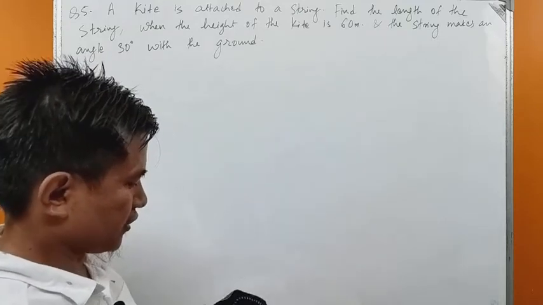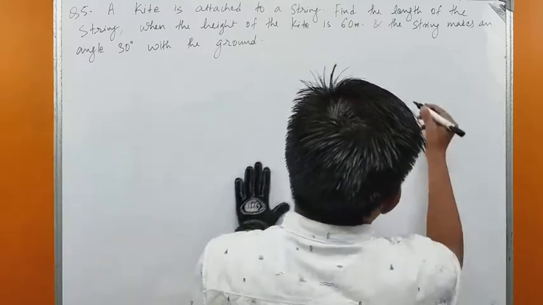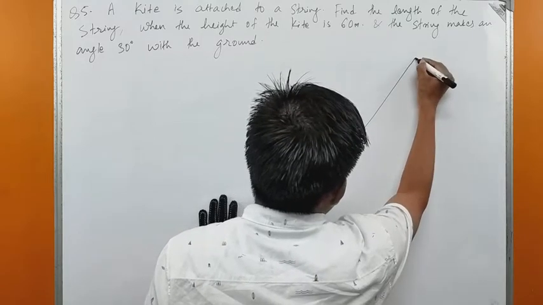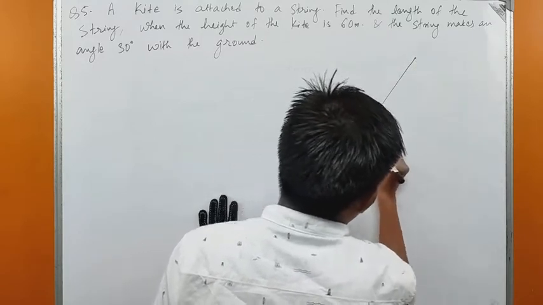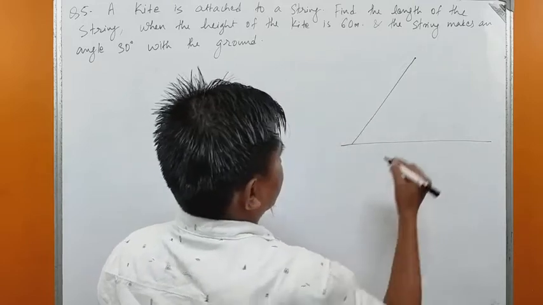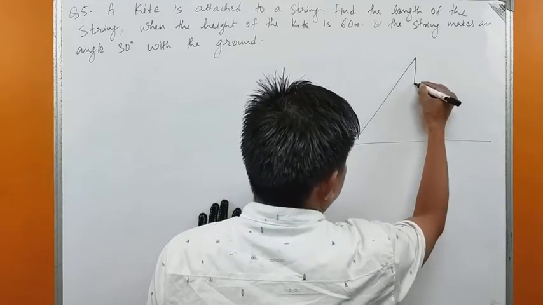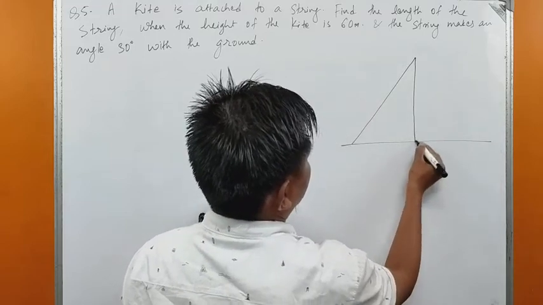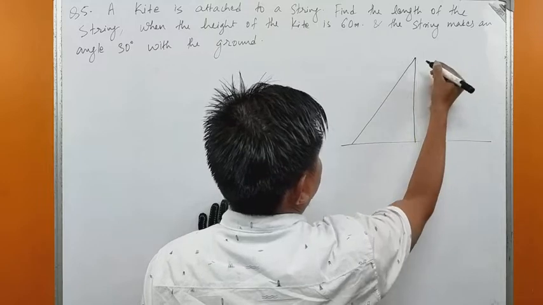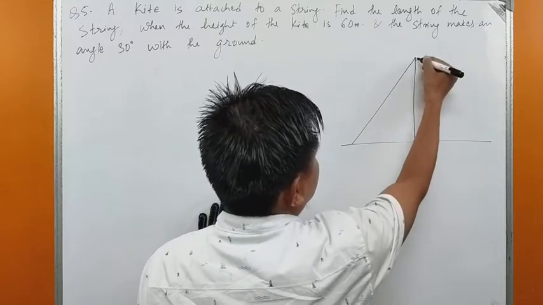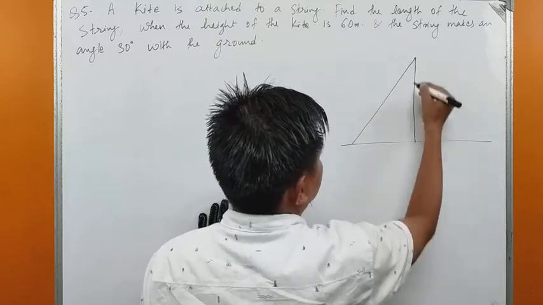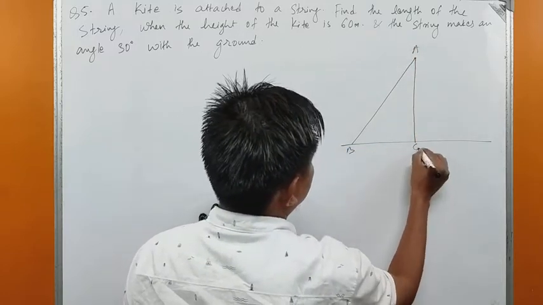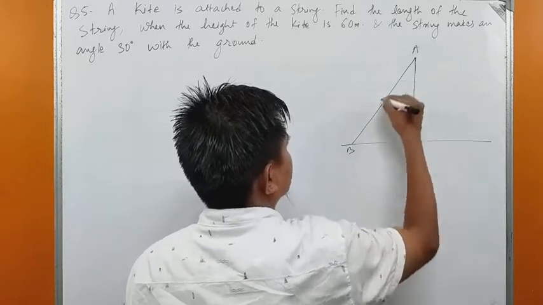Okay, so let's understand this question. Suppose this is the string and the kite is flying here. Okay, and this is the ground, and the height of the kite from the ground is this. This is the ground and this is the place where the kite is flying. This means the kite is flying at this height from the ground, isn't it? So this is A, B, C, and this is the length of the string.